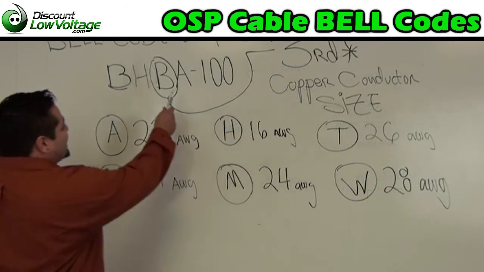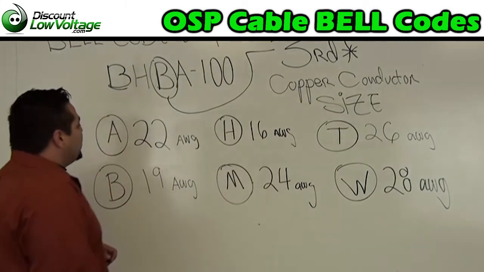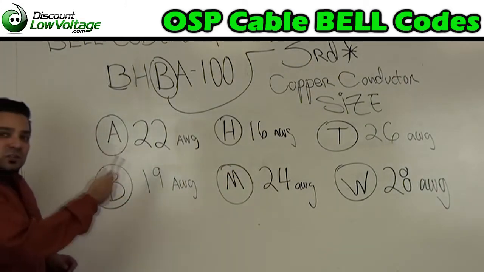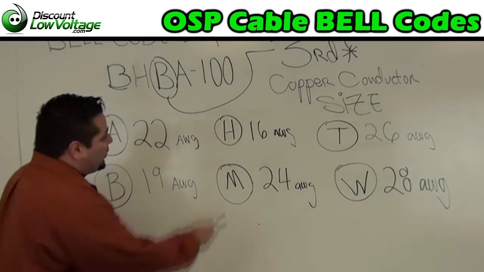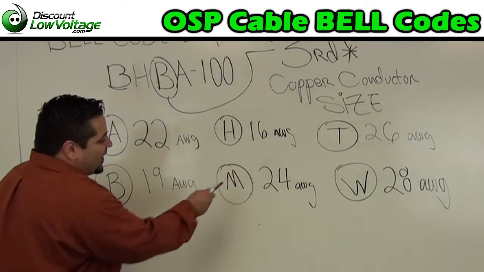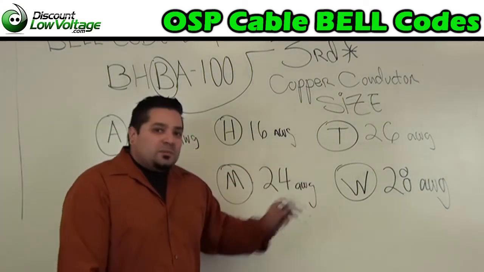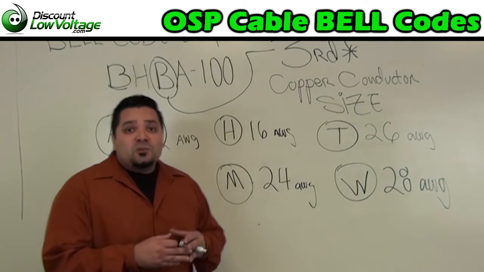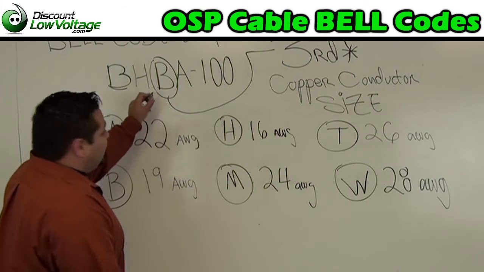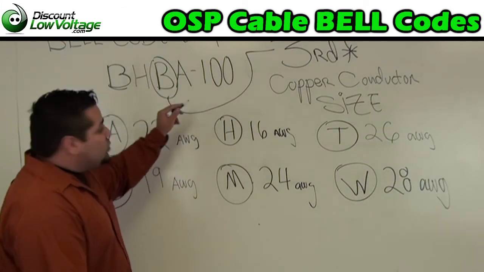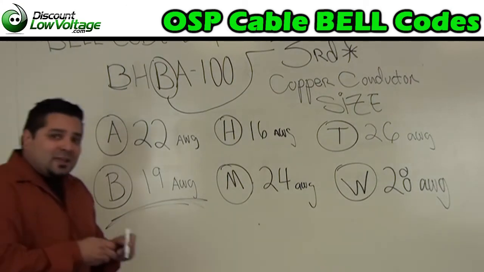Now the third designation stands for the copper conductor size. Lettering that you'll see is either an A, which is a 22 gauge cable, B, a 19 gauge cable, H, a 16 gauge, M, a 24 gauge, T, a 26, W, a 28. Now personally, the most common size I've seen is your 24 gauge, the M, but in our code here we have a B, which is telling us we have a 19 gauge cable.